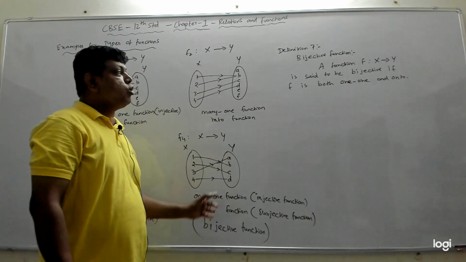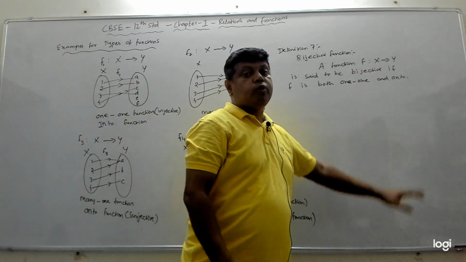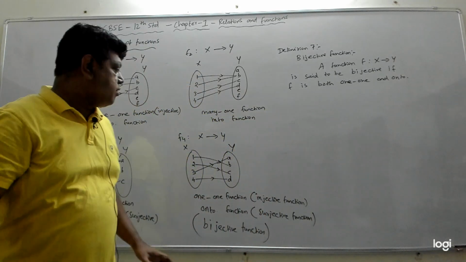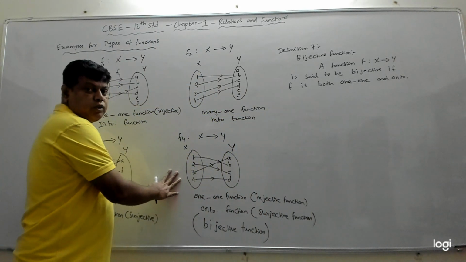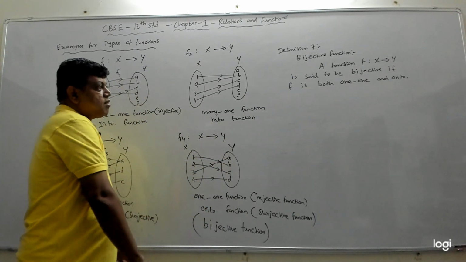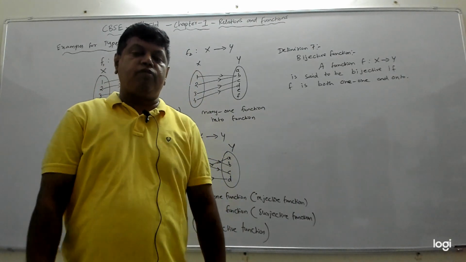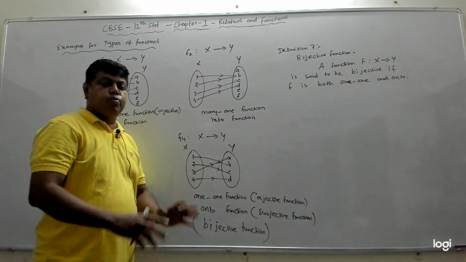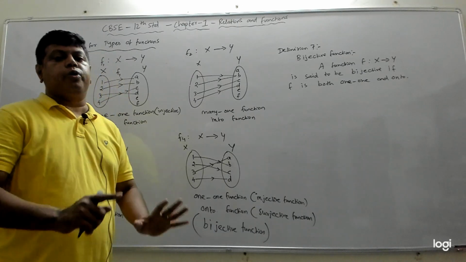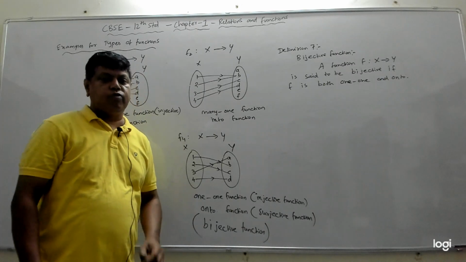A function which is both one-to-one and onto is called a bijective function, and this is an example of a bijective function. So whenever they say f is a bijective function, it means f is both one-to-one and onto.